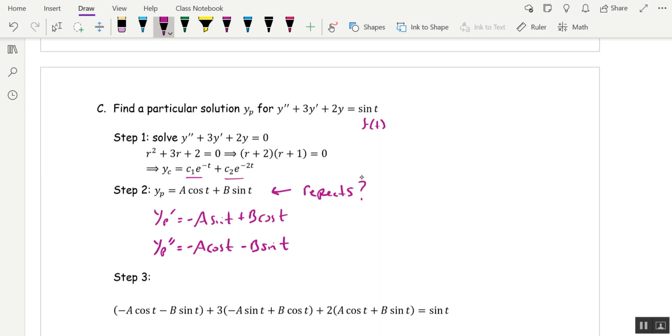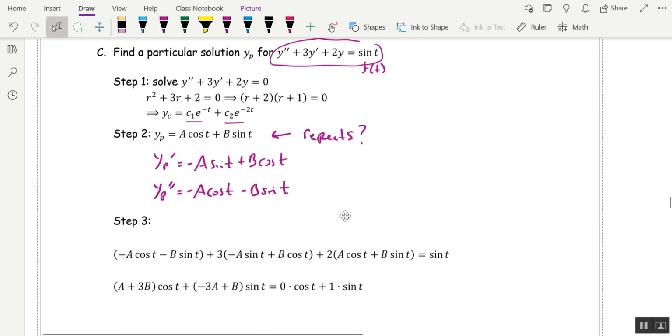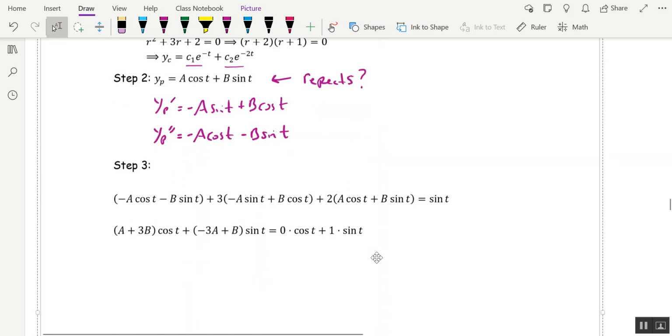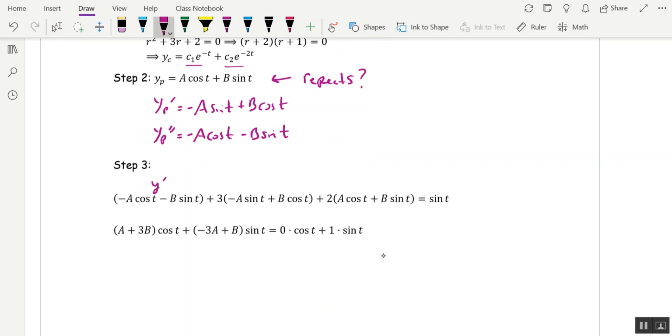Step 3, I want to plug all that information into the original differential equation. These take a while to do, and it's easy to make a mistake, so make sure you write down your work pretty carefully as you're going. At this point, once you plug in, here's my y double prime, and then this is my 3y prime, and then this is 2y equals sine t.